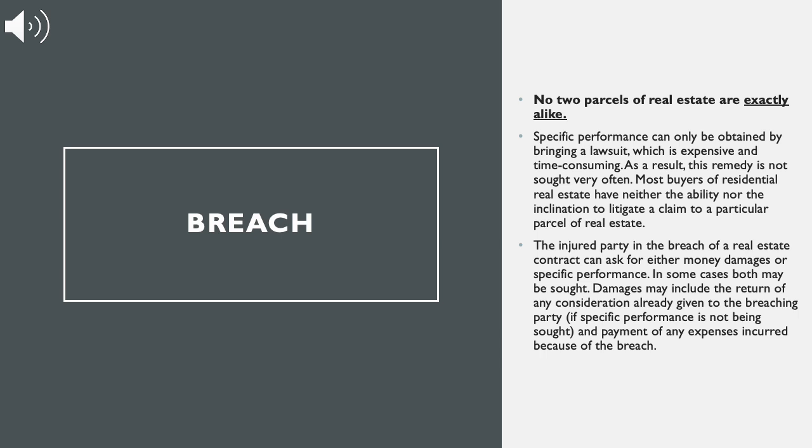Most buyers of residential real estate have neither the ability nor the inclination to litigate a claim to a particular parcel of real estate. The injured party in the breach of a real estate contract can ask for either money damages or specific performance. In some cases, both may be sought. Damages may include the return of any consideration already given to the breaching party if specific performance is not being sought, and payment of any expenses incurred because of the breach.